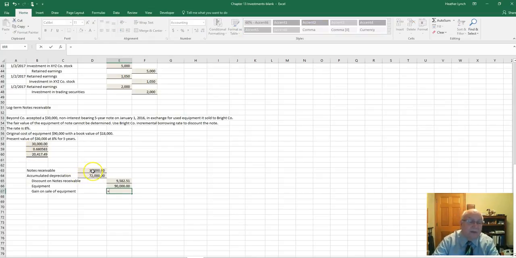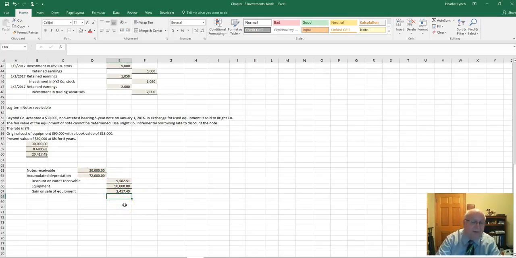So I'd actually probably put that above. So we take this one plus this minus that, and we come up with $2,417.49. That's the gain that we recognize on the sale of the equipment.